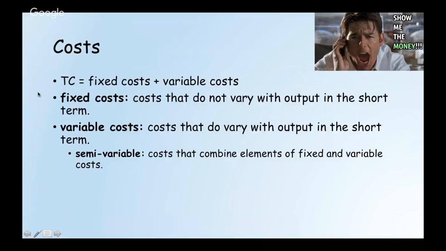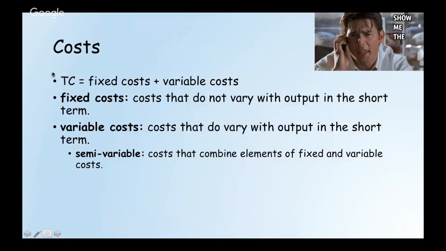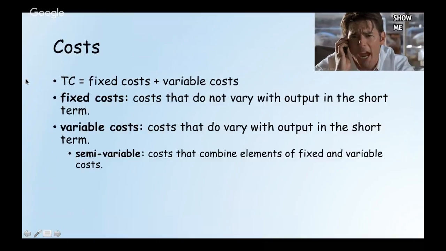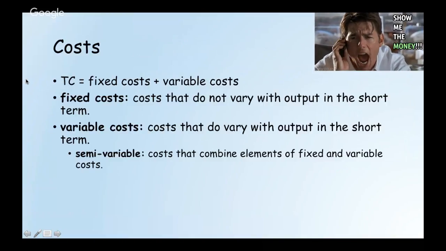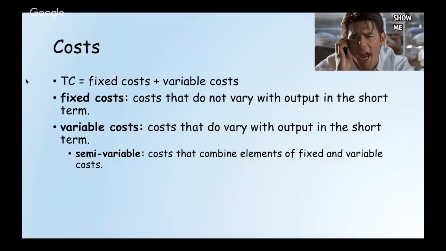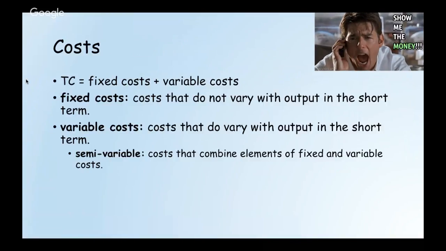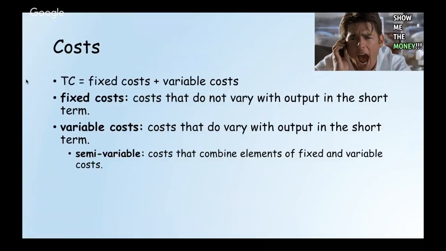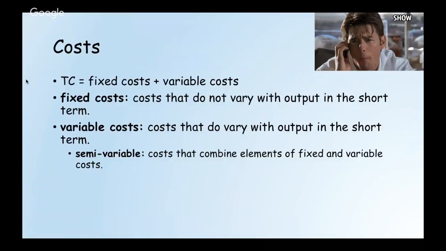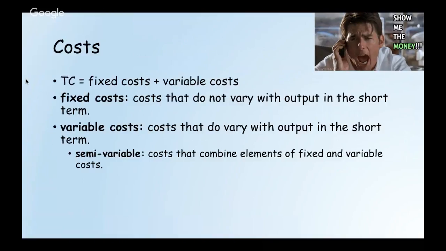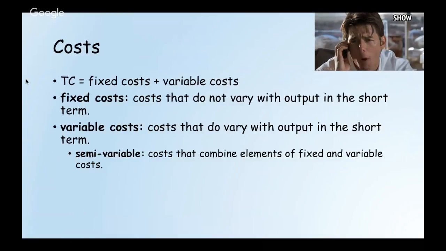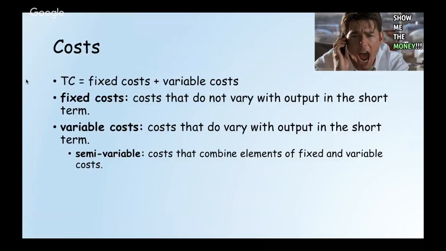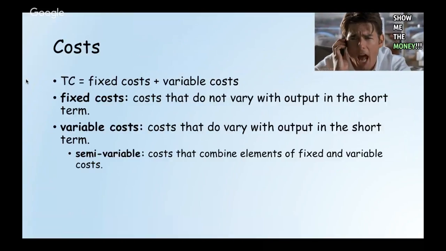We started looking at costs previously. So remember, TC is total costs, and we calculate this by doing fixed costs plus the variable costs. Fixed costs are costs that do not vary with output in the short term. So we're looking at a time period of less than a year. So what we mean by fixed costs is something that does not change no matter how much we produce.